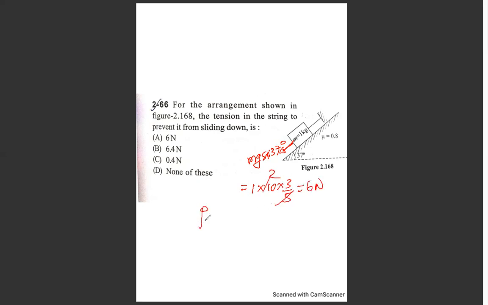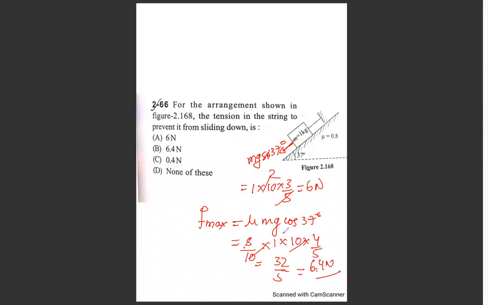Now if you find out the maximum value of friction, this is mu mg cos 37. What is the value of mu? 0.8, that is 8/10. 8/10 into m is 1, into 10, cos 37 is 4/5. Right? So this is 32/5. 32/5 is coming out to be 6.4 Newton.